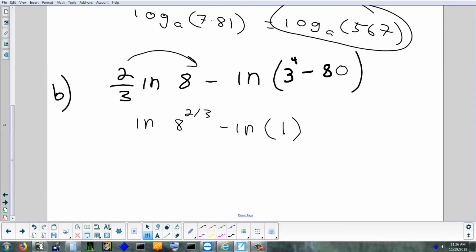And again, that's another homework problem. The log of 1, doesn't matter what the base is. What's the ln of 1? 0. So we don't even need the last part this time. I'll leave it for now, but we really don't need it.